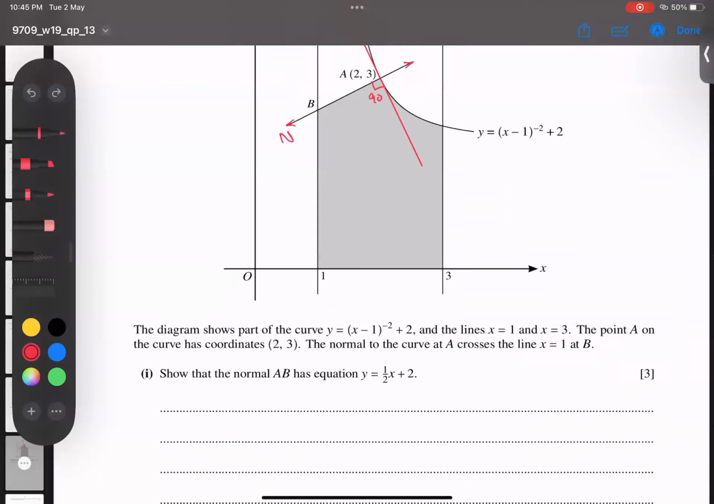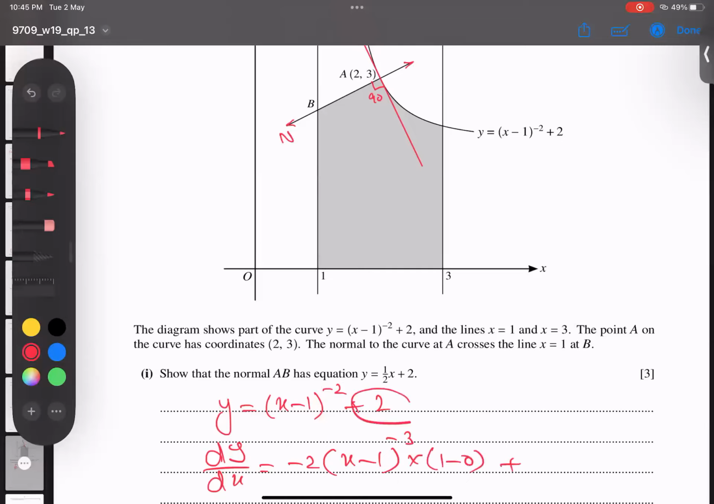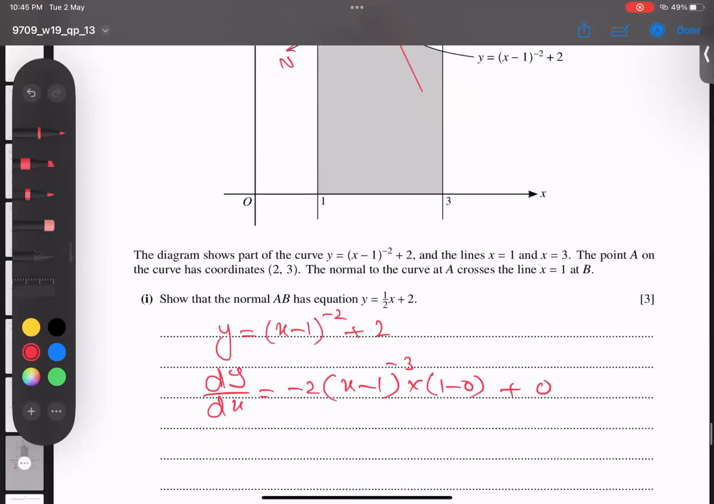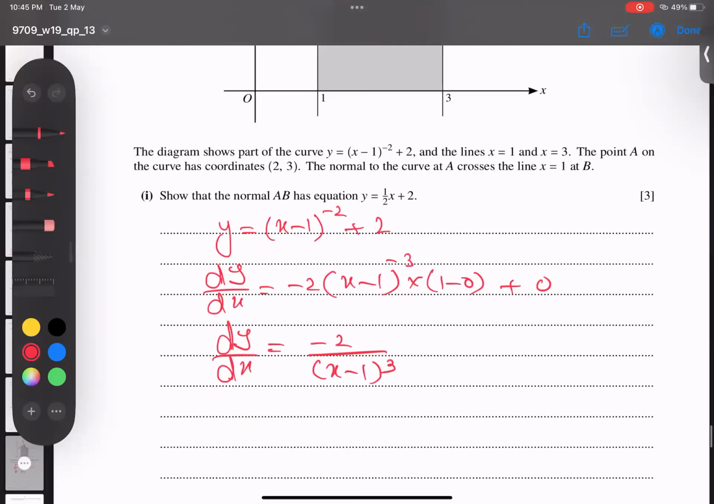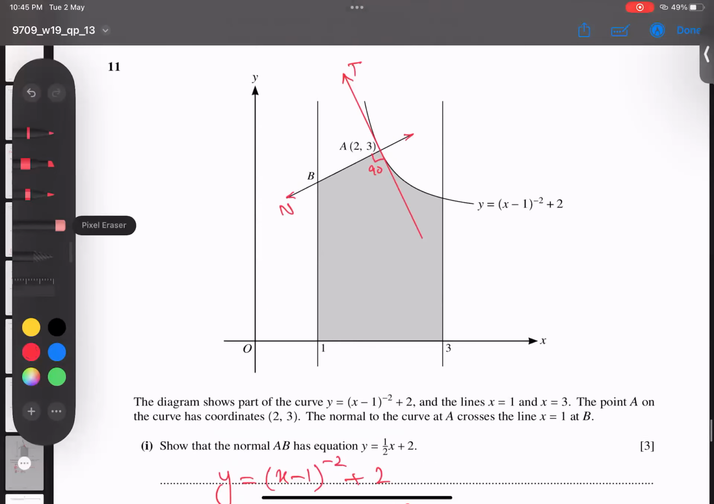First of all, I will differentiate the equation of the curve. And what is the way of differentiating? This is very basic for you. Power multiplies down, and from the power take 1 less, times the base differentiation. So 1 minus 0, and the differentiation of 2 becomes 0. So finally, I get -2 over (x minus 1) to the power 3. So differentiation is over.